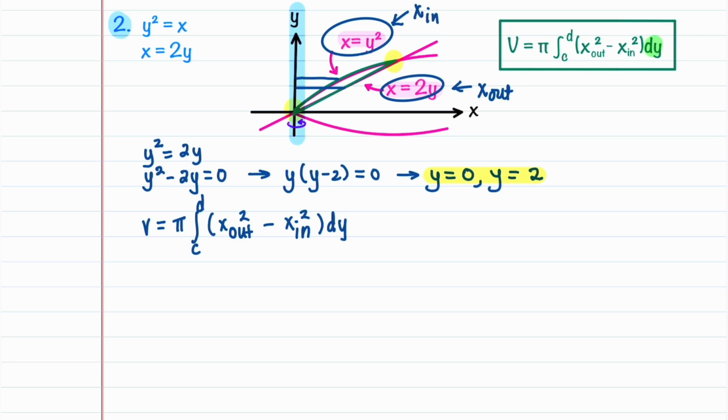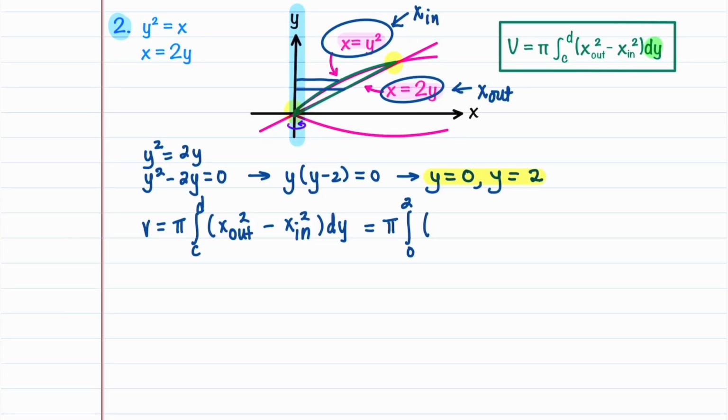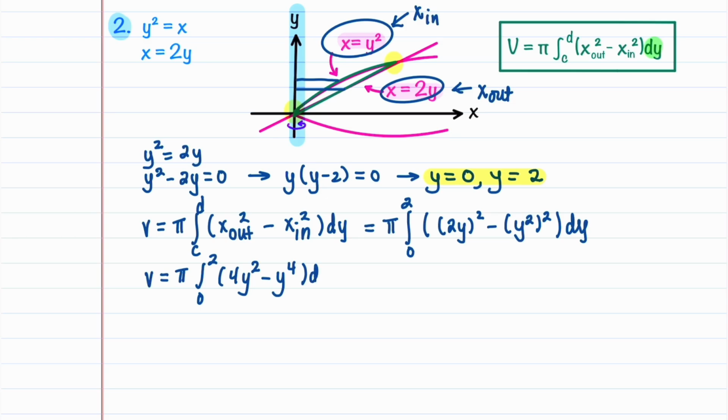Now let's go ahead and put this into our integral. This is pi, the integral from 0 to 2. Our outer radius, which is the quantity 2y squared, minus our inner radius, which is y squared squared. And we have dy. Let's simplify this before we integrate it. We have the integral from 0 to 2. This is 4y squared minus y to the 4th times dy.